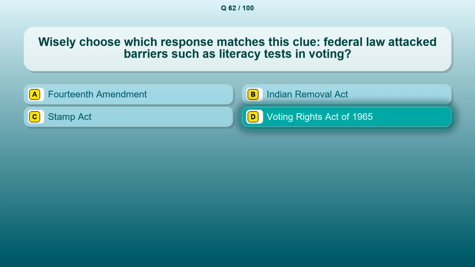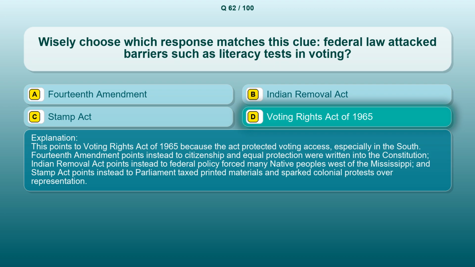The correct answer is option D, Voting Rights Act of 1965. This points to Voting Rights Act of 1965 because the act protected voting access, especially in the South. 14th Amendment points instead to citizenship and equal protection written into the Constitution. Indian Removal Act points instead to federal policy that forced many native peoples west of the Mississippi, and Stamp Act points instead to Parliament taxing printed materials and sparking colonial protests over representation.